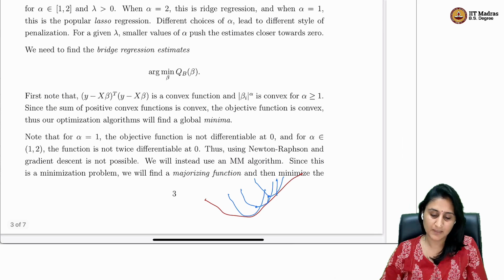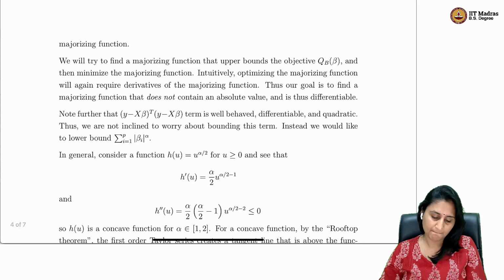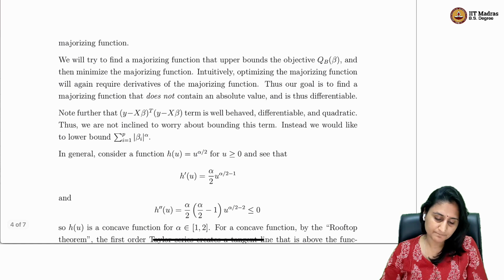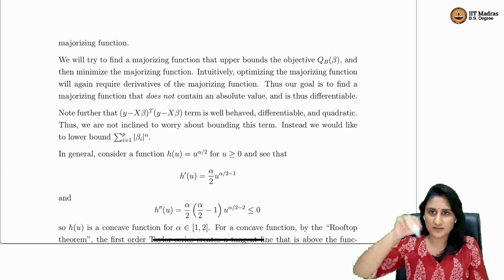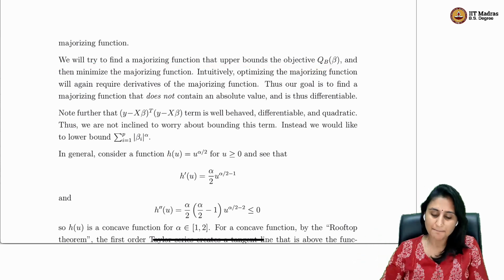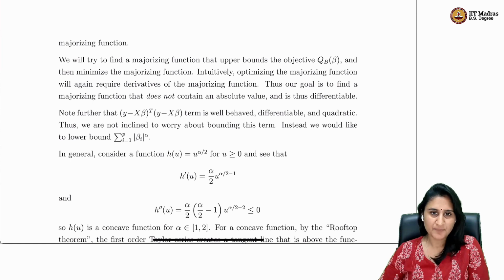Okay. It's still called the algorithm, coincidentally. So what we have to do is find a majorizing function that upper bounds Q_B(beta), right? We have to find something that upper bounds it and then minorize the majorizing function. Okay, this is what we have to do.